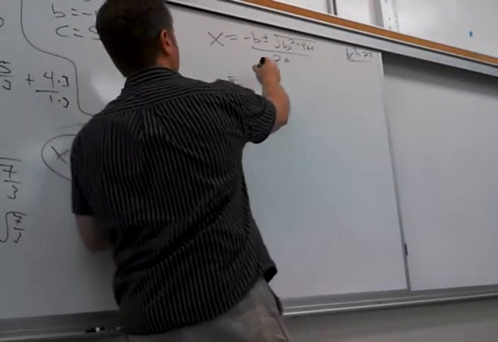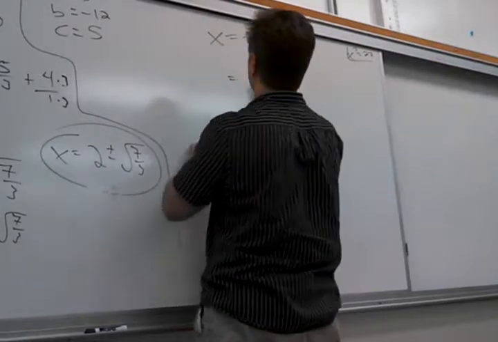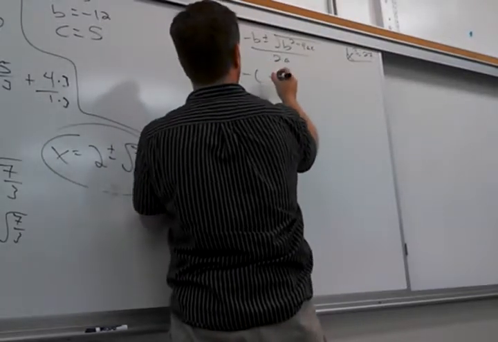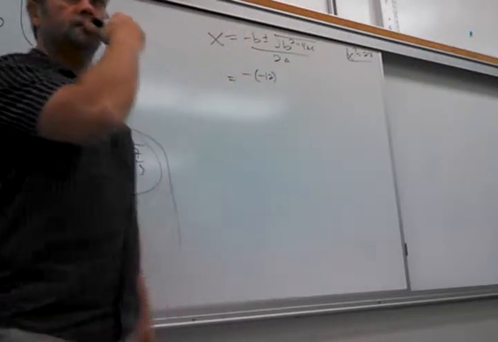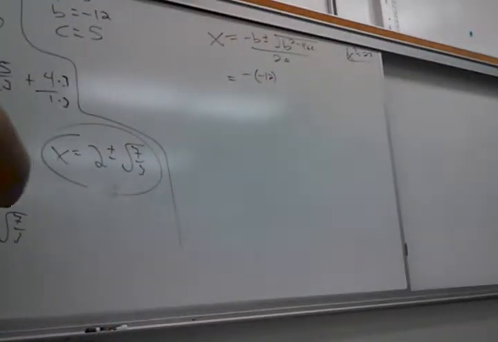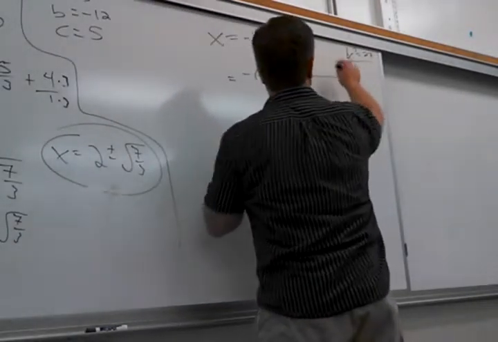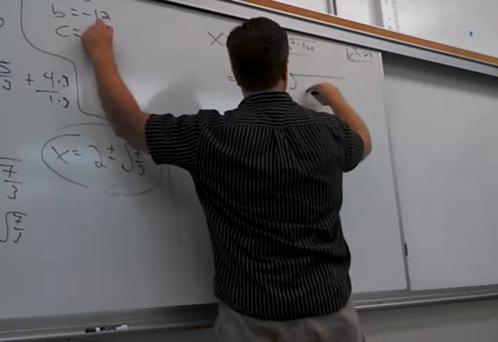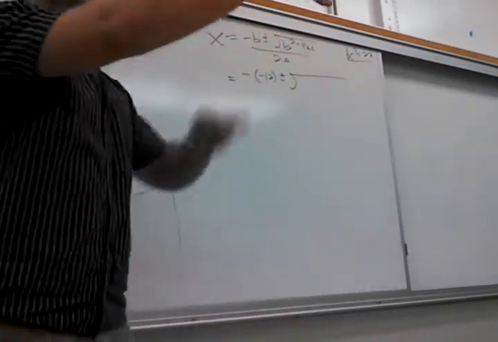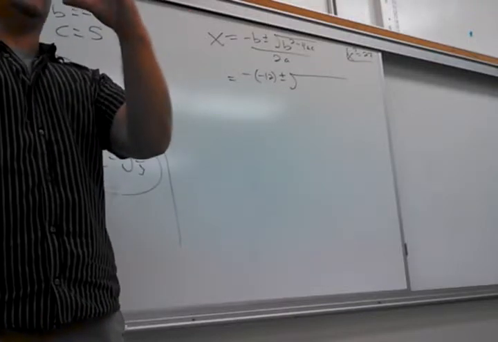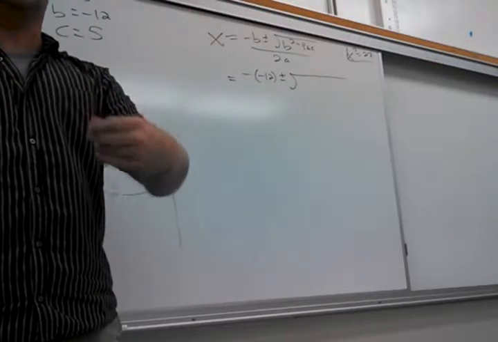So what do you do? What's this negative what? Negative 12, right? B is negative 12. You with me? So that will become positive, right? It's the opposite of B. Plus or minus the square root. What's B squared? 144, thank you. That B squared is never going to be negative because you're squaring a real number. It's always going to come out positive.